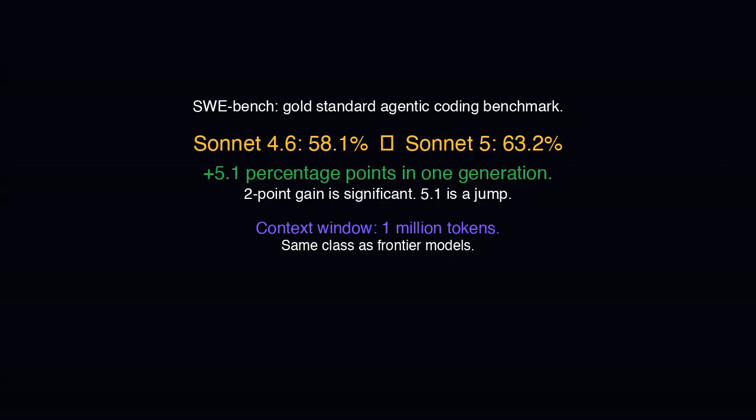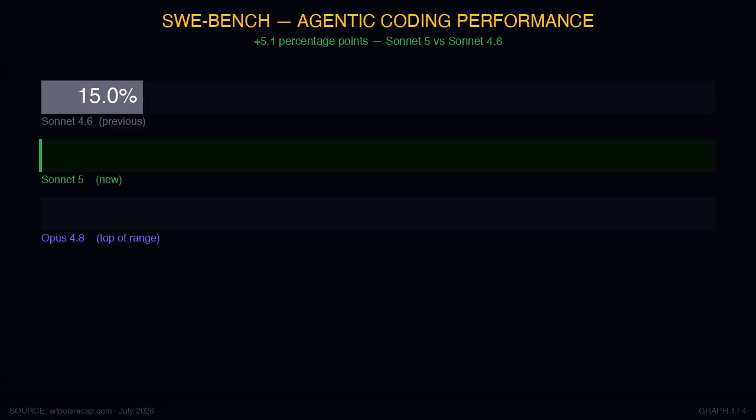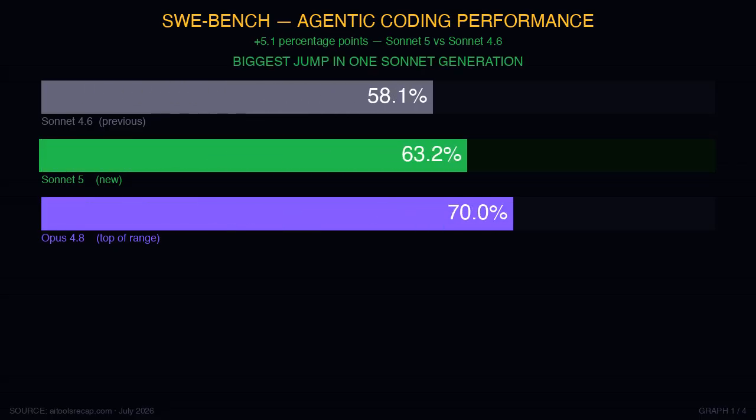Context window, 1 million tokens. The same class as the frontier models. Available today on Anthropic directly, AWS Bedrock, Google Vertex AI, and Microsoft Azure. All 4 platforms simultaneously on day 1. And here is the number that changes the calculus for free users. $2 per million input tokens. Through August 31st, that is the introductory pricing. At $2 per million tokens, Sonnet 5 is cheaper to run than many models it outperforms.